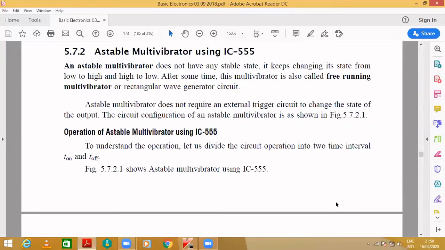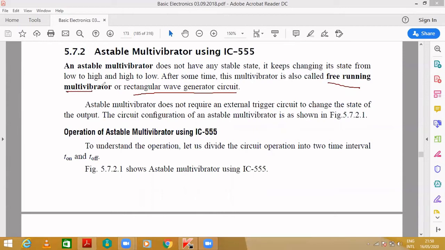The astable multivibrator doesn't have any stable state. It keeps changing its state from low to high and high to low. I already told this. It is also called a free running multivibrator, or a rectangular wave generator circuit. As you can see, I already plotted it over here.